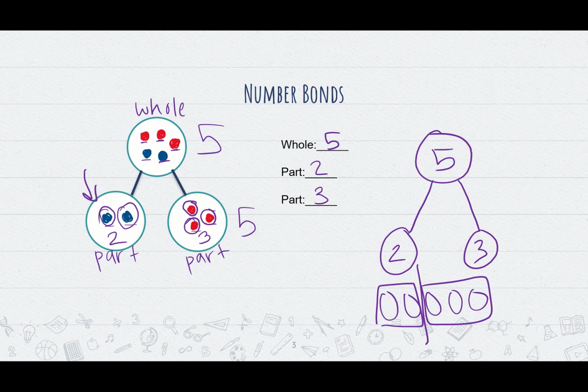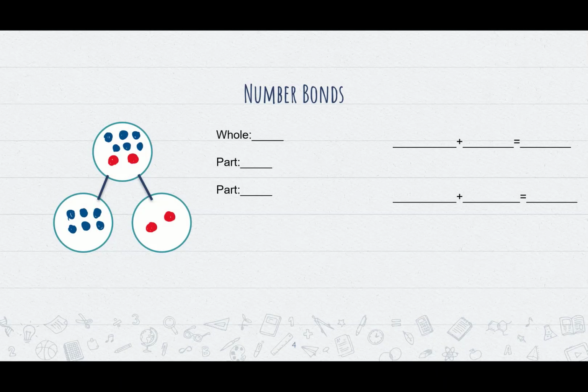So now we're going to look at how we can write some addition sentences. So we're going to figure out our whole and now figure out each part, and then we're going to see where we can put those numbers in an addition sentence. So let's start with our whole. So we're going to count our whole. We have 1, 2, 3, 4, 5, 6, 7, 8. We have 8 in our whole. So I'm going to write the number 8 right here.